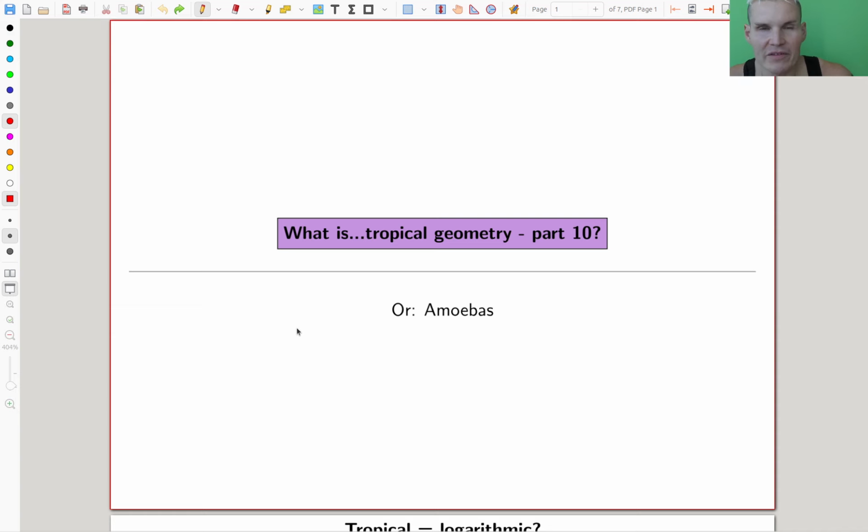Okay, welcome everyone to this continuation of what is tropical geometry, part 10 already. And today I will tell you about how tropical and algebraic geometry are really related. You don't need to know this to do either algebraic geometry or tropical geometry, but it's kind of fun. And as far as I can tell, historically, this is how tropical geometry originated.